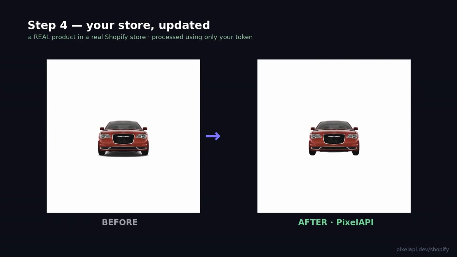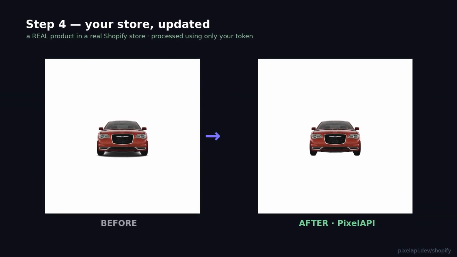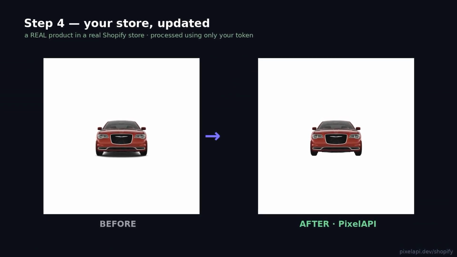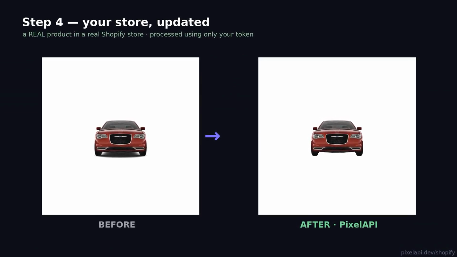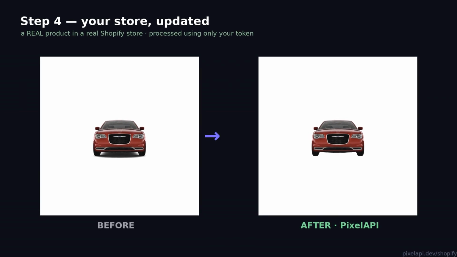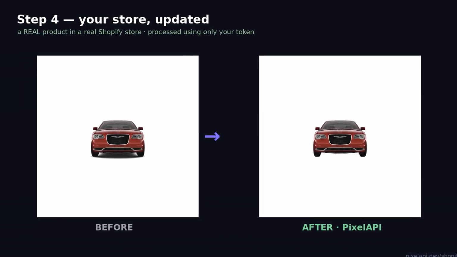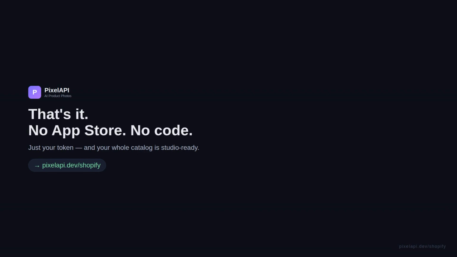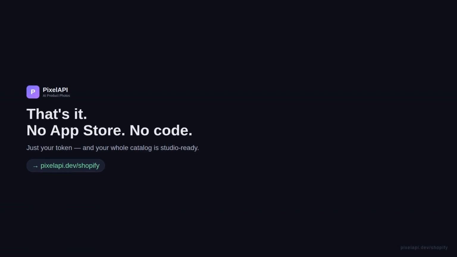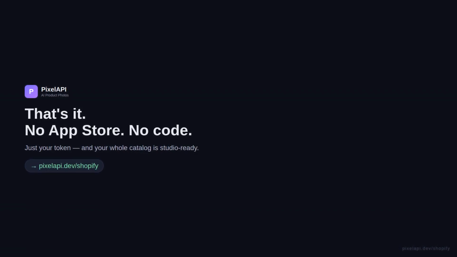That is it. Using only your token, Pixel API reads each product photo, removes the background, and writes the clean image straight back onto your products inside your store. Here is a real product, before and after. No app store, no developer, just your token, and your whole catalog is studio ready.